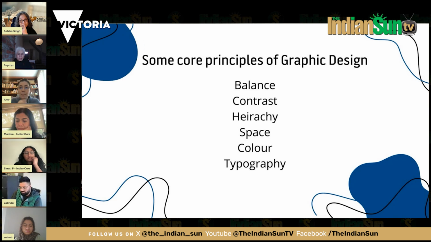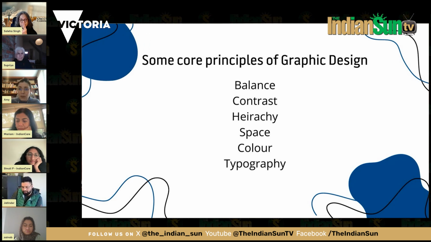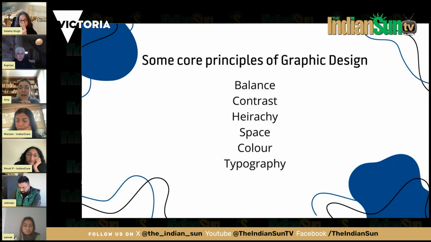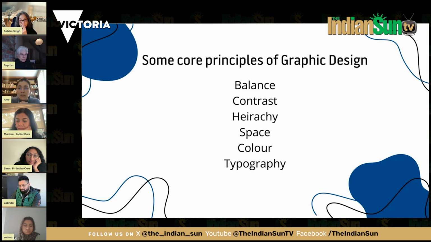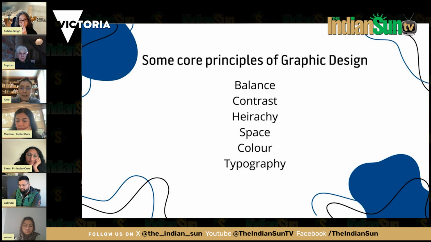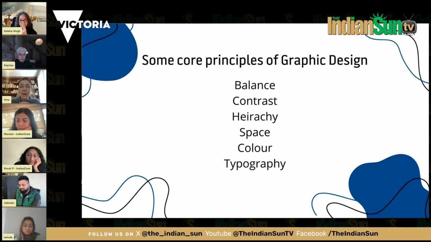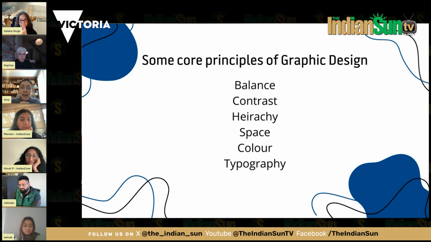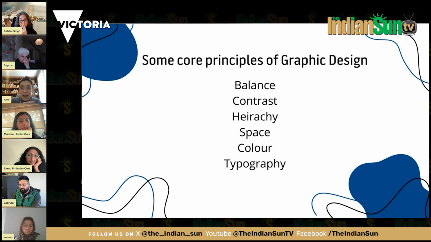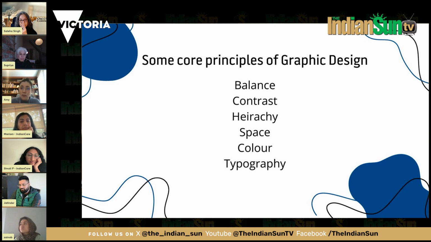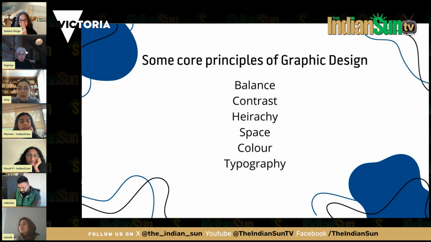There are a few different principles, but these are the main ones, and I think these are really helpful. And that is considering balance, contrast, hierarchy, space, color, and typography. These are really big parts of design. You'll be using them all the time, and probably subconsciously as well. But it's worth having a think about every time you use these, because they can have positive and negative impacts on what you're creating.